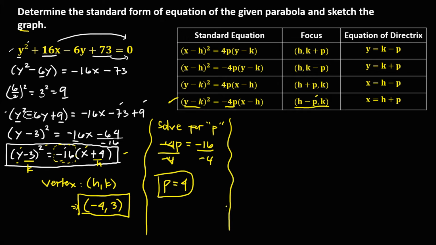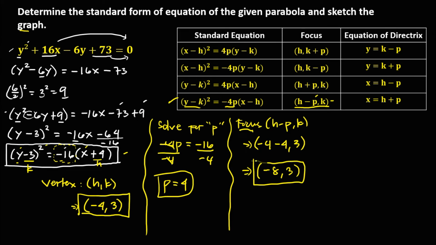So to solve now for the focus, using this formula, that's h minus p, then k. So h is negative 4 minus p, which is 4, then k, that's positive 3. Therefore the coordinate of the focus is negative 4 minus 4, which is negative 8, and 3. So this is now the coordinate of the focus.